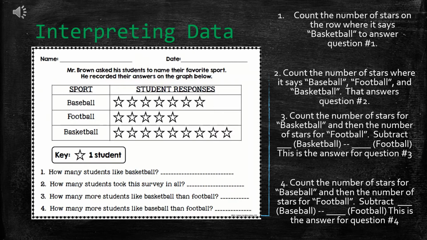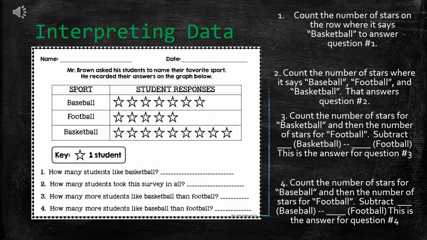In order to find this answer, I have to count the number of stars for baseball, football, and basketball. 1, 2, 3, 4, 5, 6, 7, 8, 9, 10, 11, 12, 13, 14, 15, 16, 17, 18, 19, 20, 21. So I wrote 21 on this line for number 2.